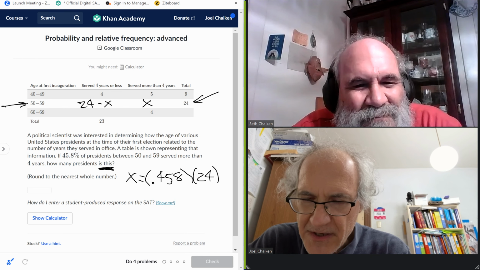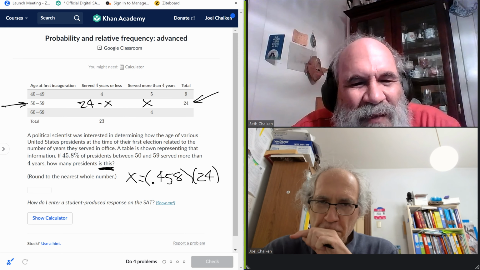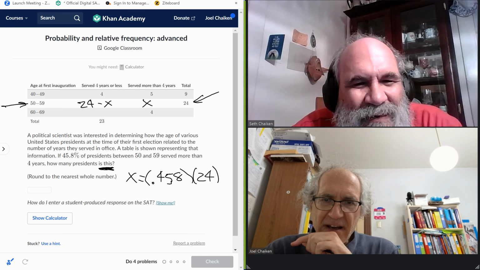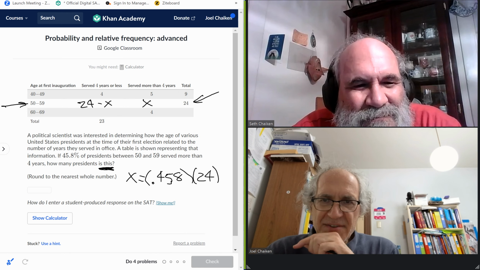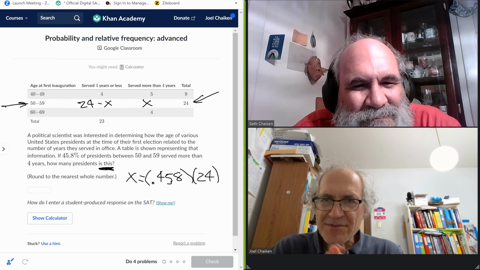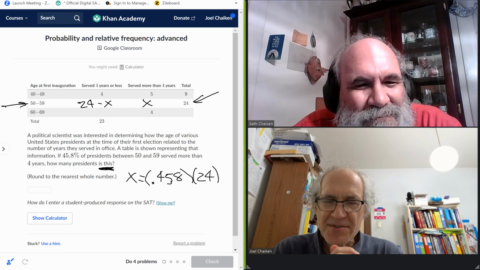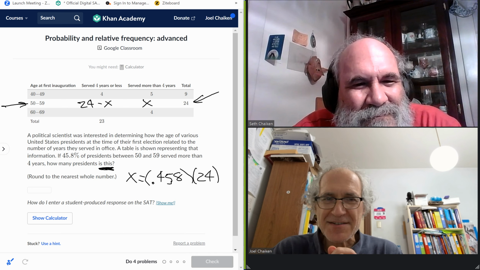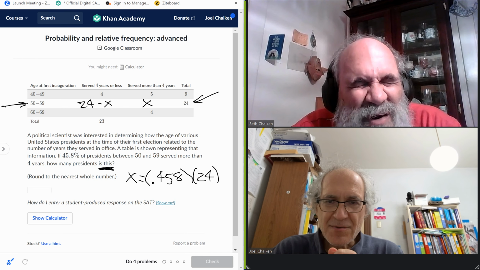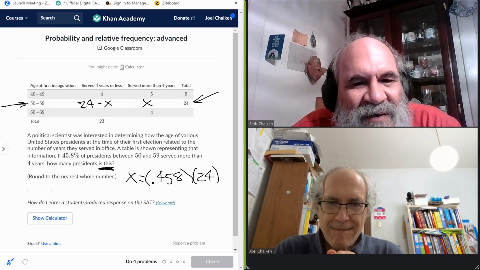So that would be X, wouldn't it be? Yeah, that would be X. So why did I call this a probability relative frequency table? This is just a percent. This is just a question on percents, which leads us to what is peculiar about it.